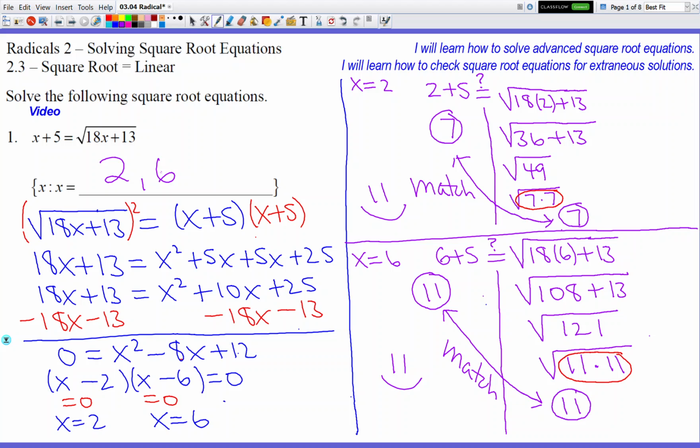And keep this in mind: is checking your answer an option? No, it's mandatory in these problems. I mean you can not check it if you want to, but I'm not going to give you a 4 at that point, or a perfect score. Okay, number 2.